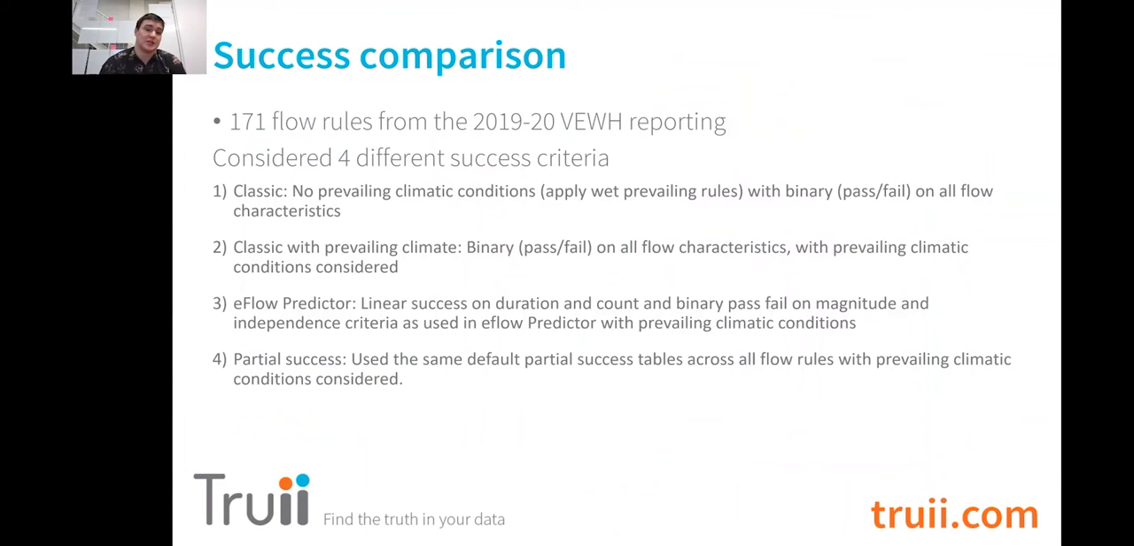Anyway, we did an investigation into the effect of this partial success approach, and we used 171 flow rules from the 2019-20 VEWH reporting, and then just using those for the partial success, we use those default ones above. So we considered 4 different success criteria. So classic, so no climate, binary, classic but with climate, Eflow Predictor, which is kind of a precursor to Eflow Projector, which had linear success on duration and count, but binary on magnitude independence with prevailing climates. And like I said, the partial success tables in this previous slide with prevailing climates. And it's worth mentioning this was all done in the Eflow Projector app, so super flexible.